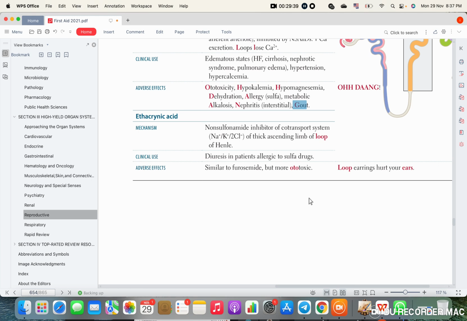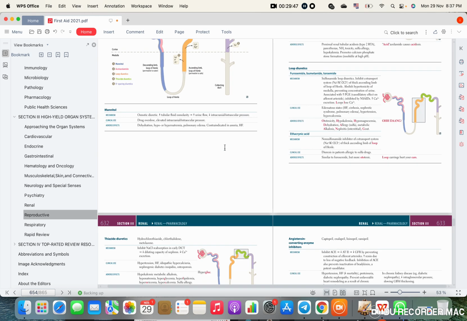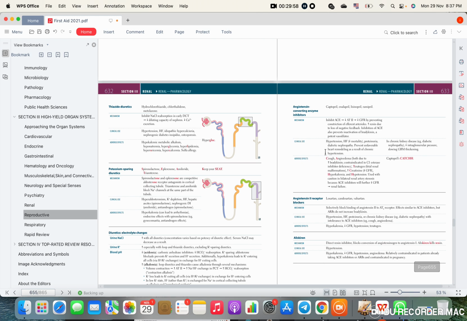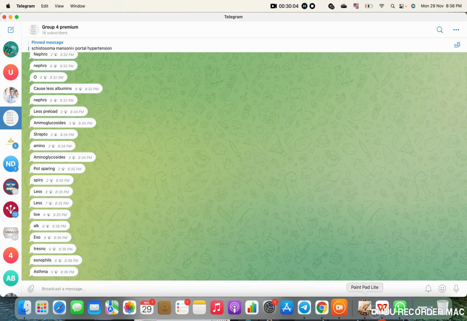But which side effect will not exist? The allergy. Because what? It's not a sulfa drug. Yes, it's not a sulfa drug. So this is the only one that you need to know that it's not a sulfa drug. The other ones, acetazolamide, loop diuretics, thiazide, are all considered sulfa drugs, okay? So, yeah, so far we have only one that is not a sulfa drug.